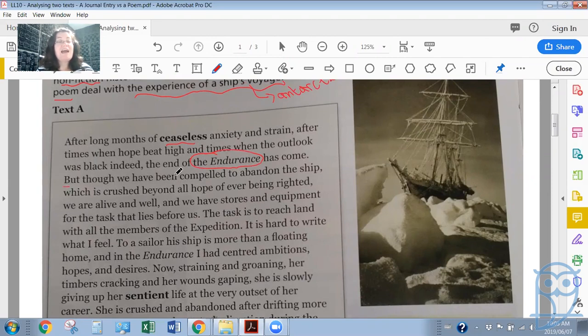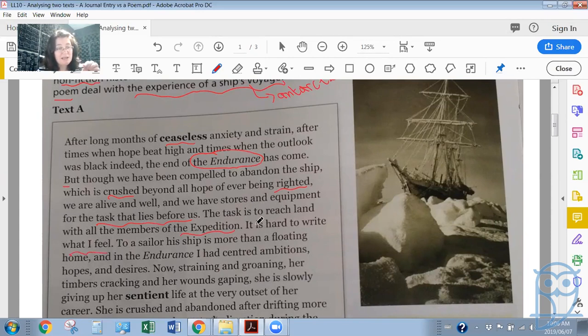But though we have been compelled to abandon the ship, they can't stay on the ship, which is crushed beyond all hope of ever being righted, ever being fixed, we are alive and well, and we have stores and equipment for the task that lies before us. There's a task that lies before them. The task is to reach land with all the members of the expedition. So now we know this is an expedition that was on a boat, and the boat has become stranded on the ice.